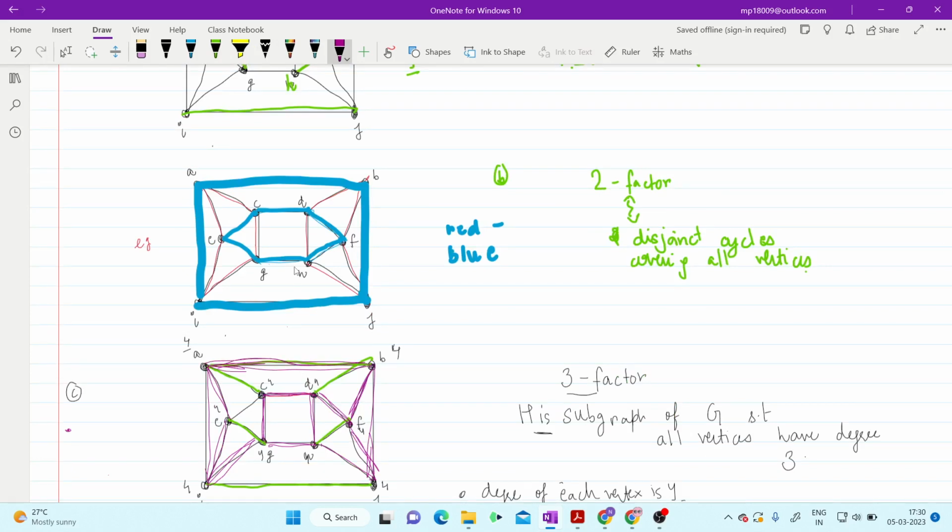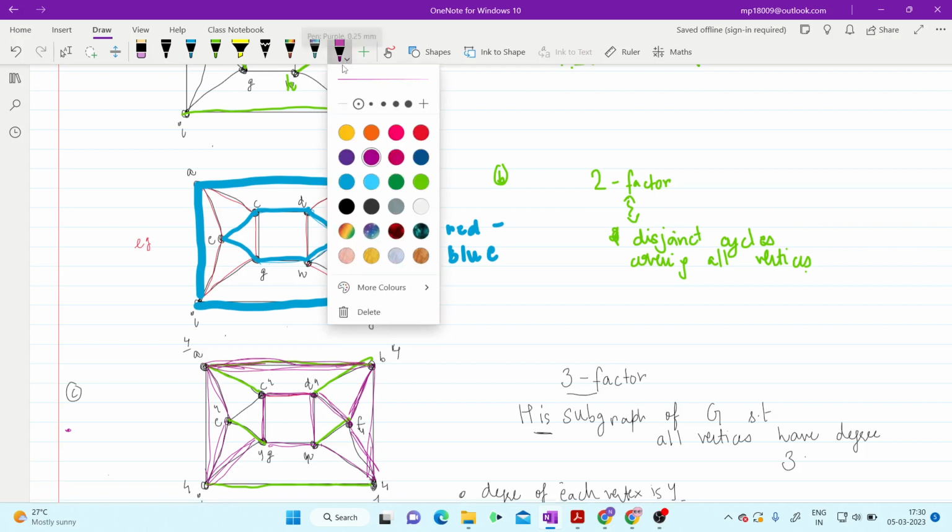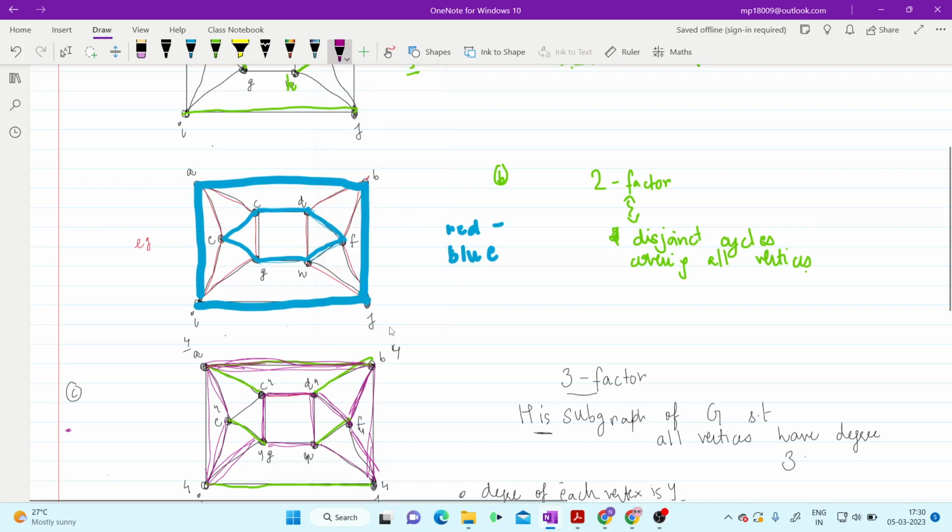So you see the graph which is in purple is a 3 factor. This graph which is in purple is a 3 factor.